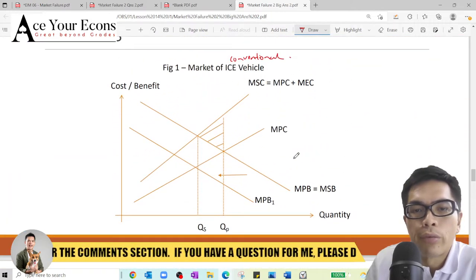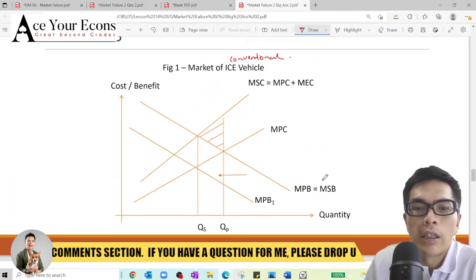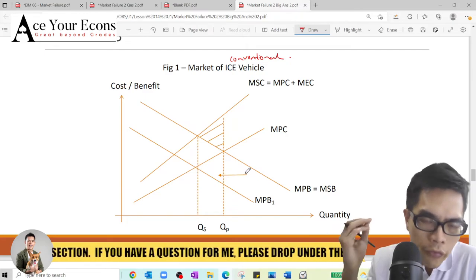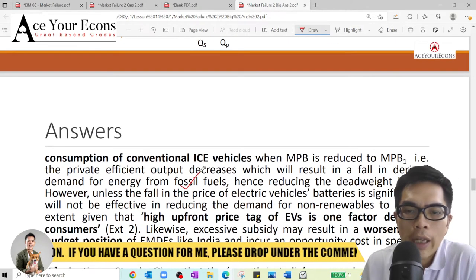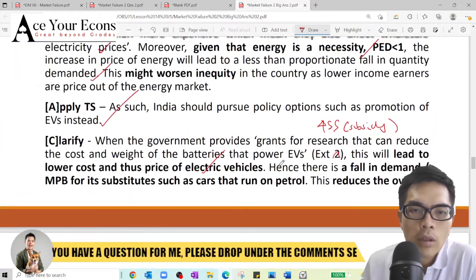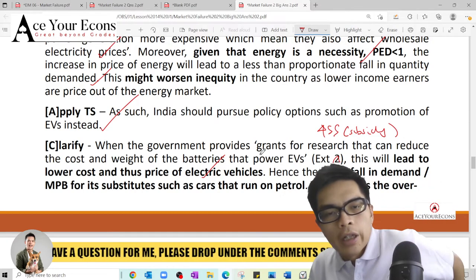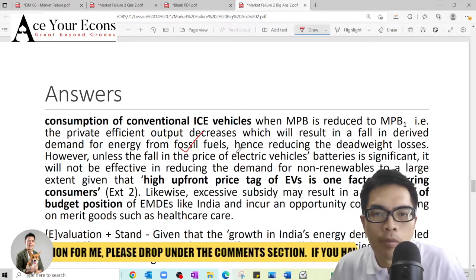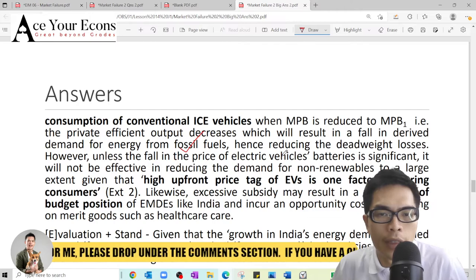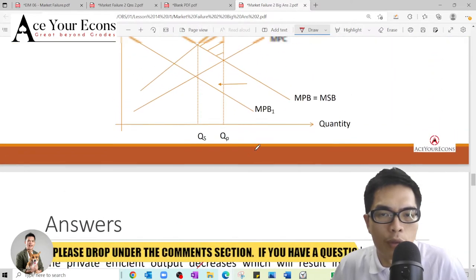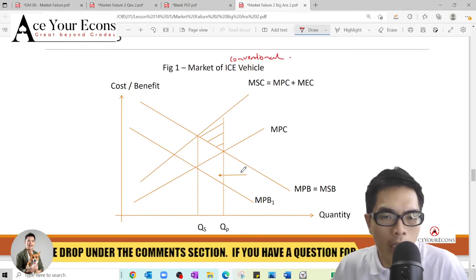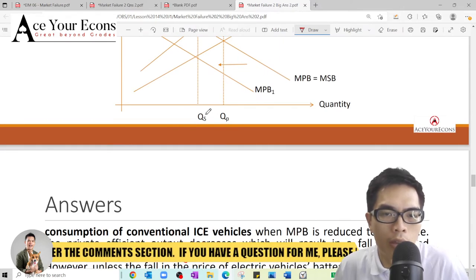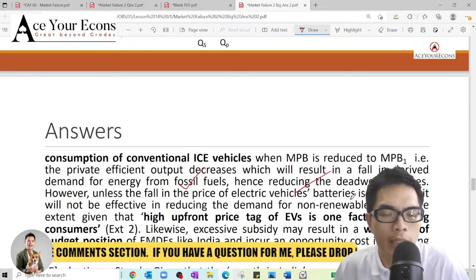The whole idea is to reduce the private demand for cars, or the derived demand for conventional vehicle fuel, to your socially optimal level at QS. You can see that when we reduce the derived demand for car, the derived demand for fuel, or reduce the demand or MPB for car, we are going to consume at a socially optimal level, and this eliminates the deadweight loss.